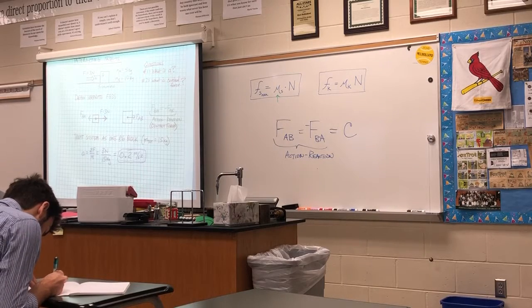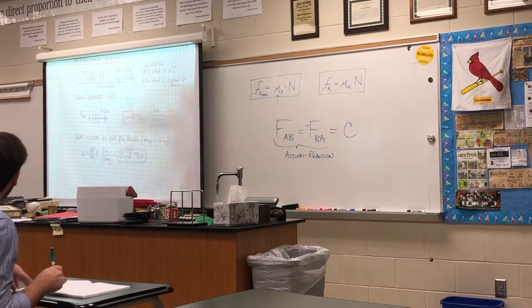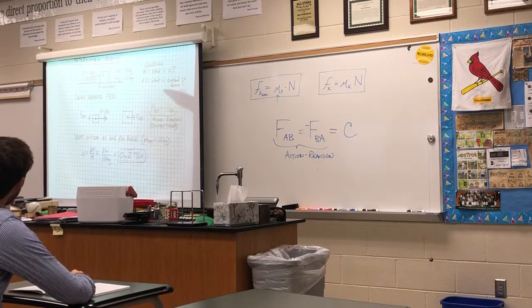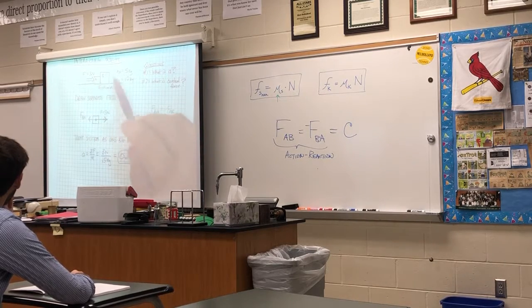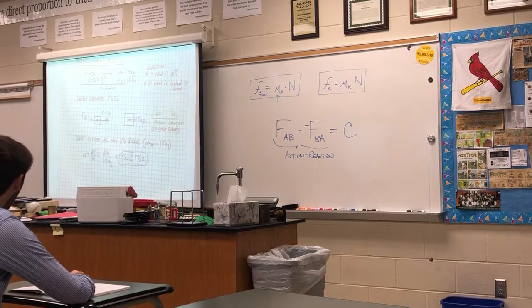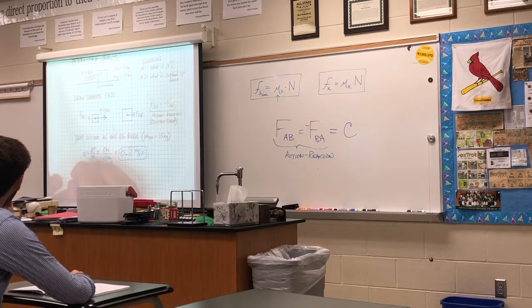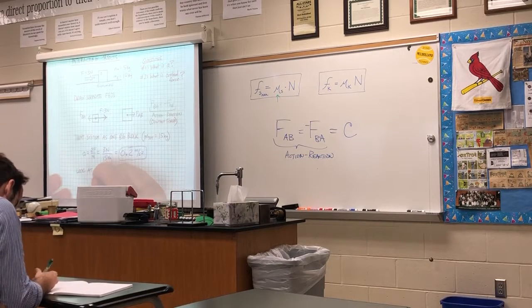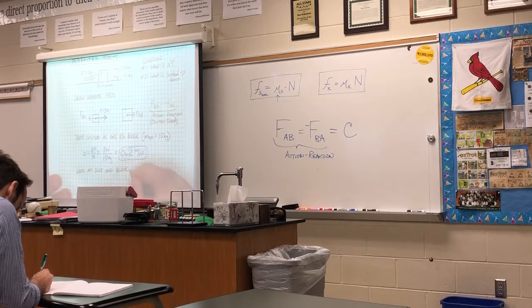Now, why can't I find the contact force in a simple way like this? Why can't I look at them as one big system and find the contact force? What happened to the contact force when I just viewed it as a big block of 15 and 3? What happens to that contact force? It disappears. We don't even worry about it, right? So to find the contact force, we're going to look at just one block. Which block do you want to look at?